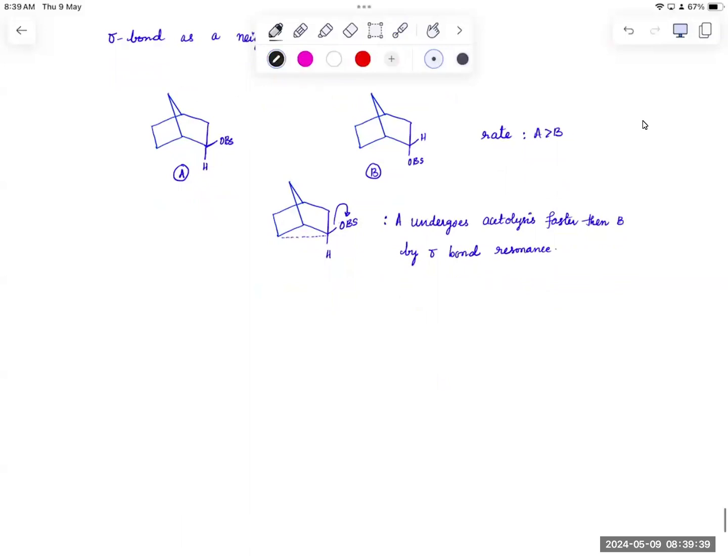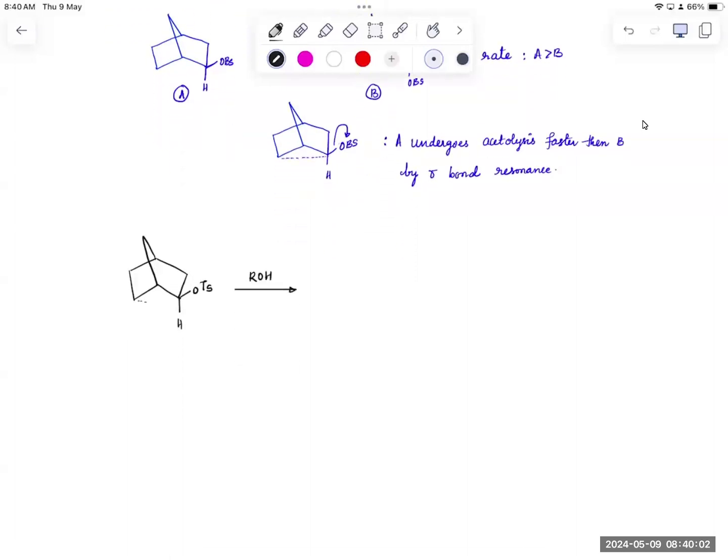Let me show you with an example. Suppose you have an example given this way, and I have H here and OTS here, correct? And I'm trying to treat this with ROH, alcohol. Clear? So the first thing you will notice is that this carbon itself will attack here, temporarily leaving the bond with hydrogen, because of which you will get an intermediate like this, with hydrogen here. Hydrogen has a delta positive charge here, and the bond is almost closing between these two like this.